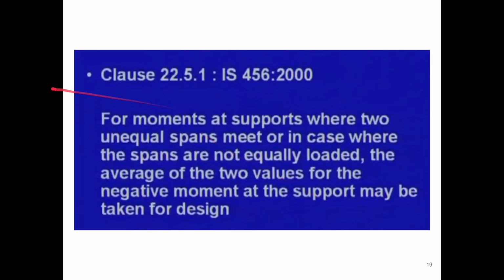Clause 22.5.1 as per IS 456:2000 says that for moments at supports where two unequal spans meet, or in cases where the spans are not equally loaded, the average of the two values for the negative moment at the support may be taken for design. So at supports where the spans on either side are unequal, or where the spans are not equally loaded, the negative, hogging moment at the support will be different.